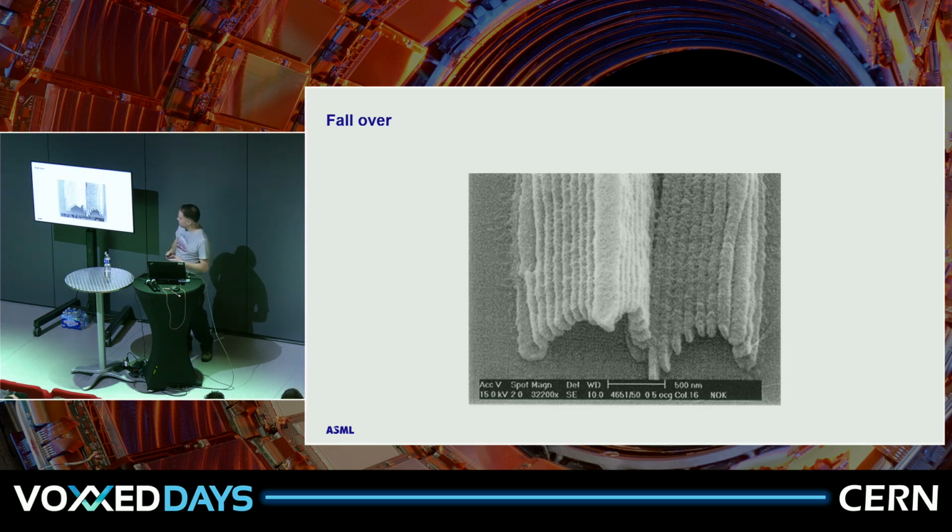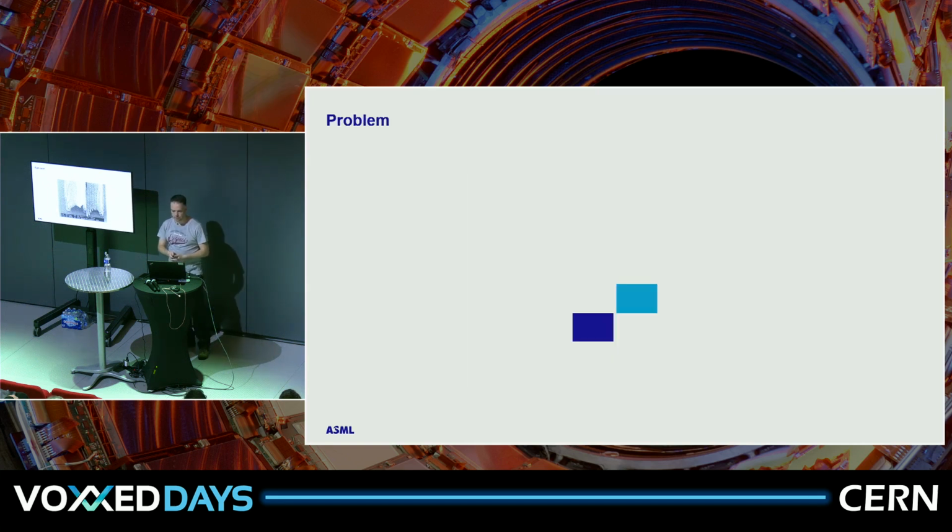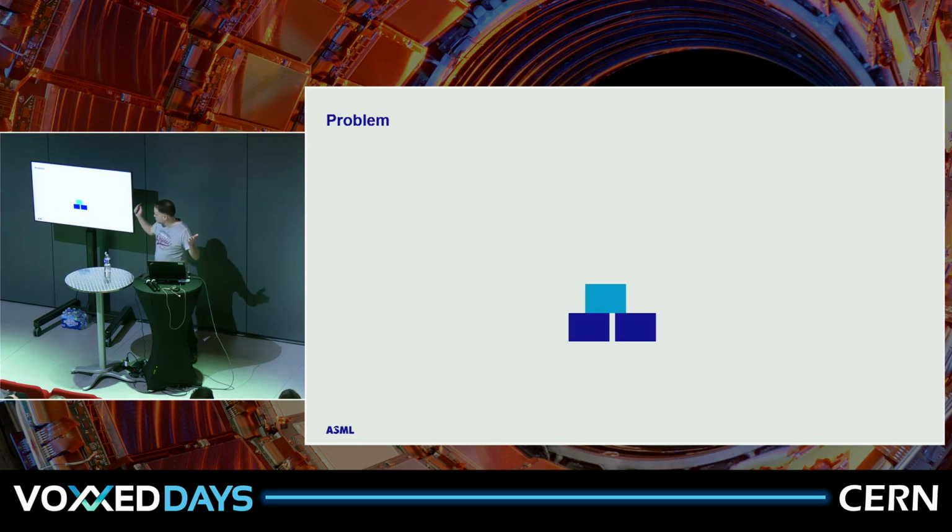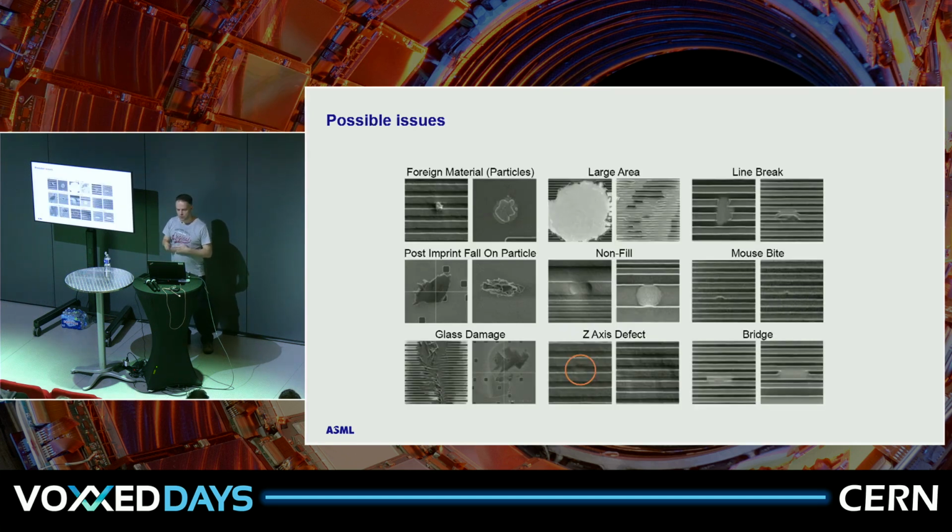If we don't do that, you get stuff like this. Each line is printed a bit to the side, and in the end, all the lines fall over, and yeah, your chip is basically worthless. You can also have things like this, where lines are basically missing each other, or some sort of short circuit, where two lines are connected. So there are a lot of these different things that can happen.